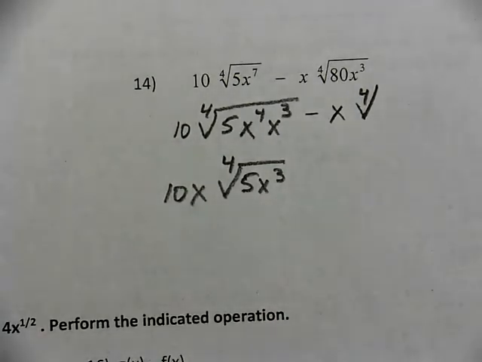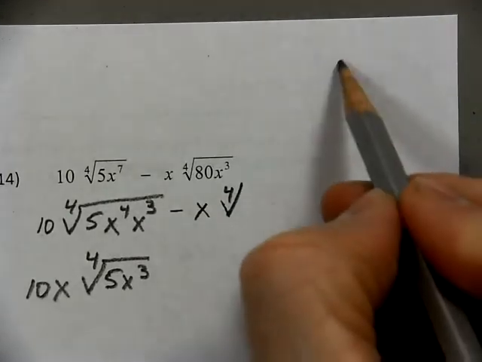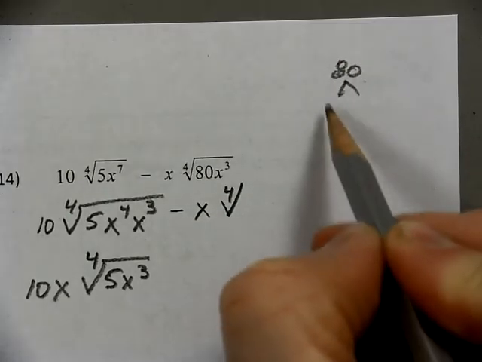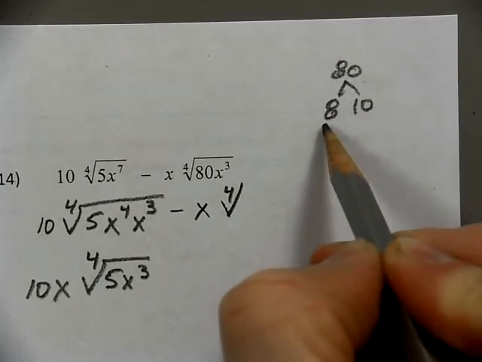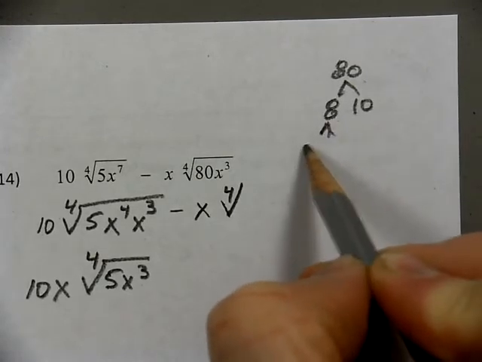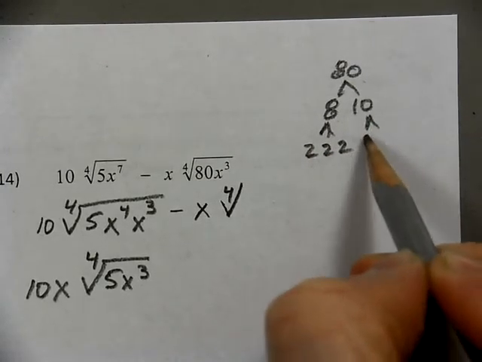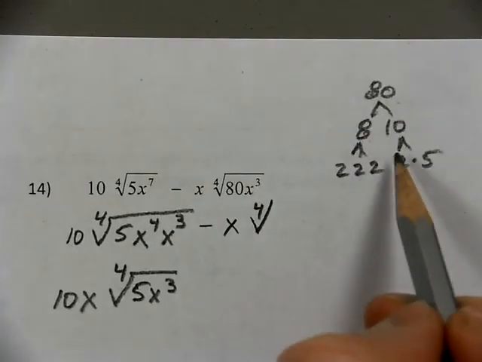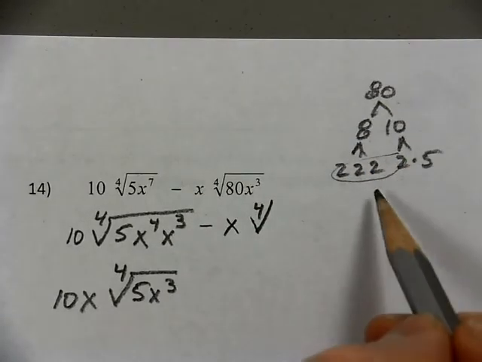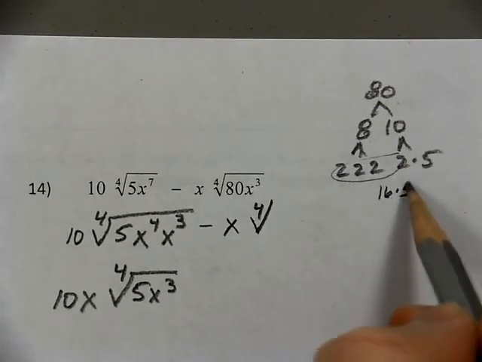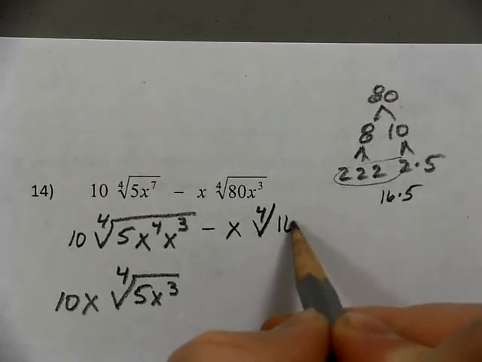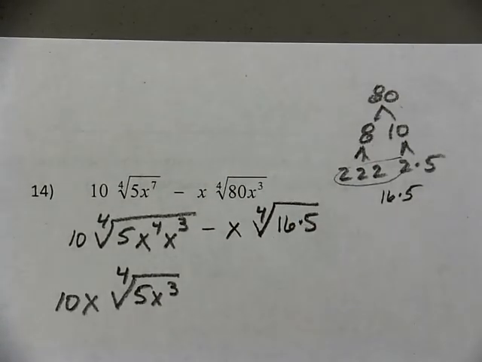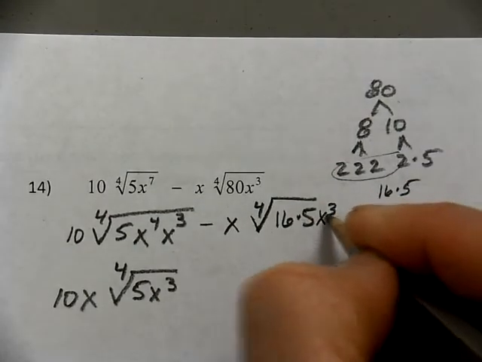How are we going to come up with 80? If you don't know and you need to go to the side, you can say 80 and break that apart into maybe 8 times 10 and break that apart into 2 times 2 times 2 and 2 times 5. So there's 4 of a kind, otherwise known as 16 times 5. So I'm going to use 16 times 5 and x cubed.